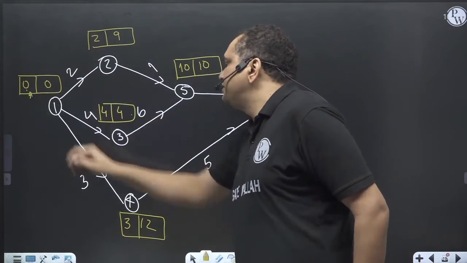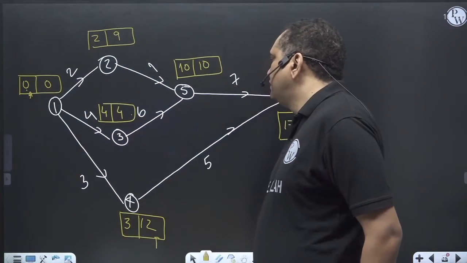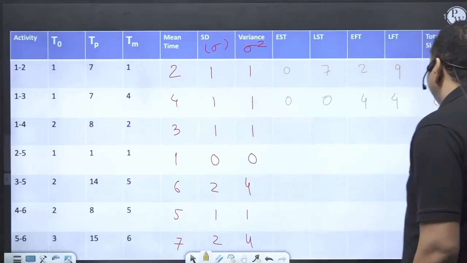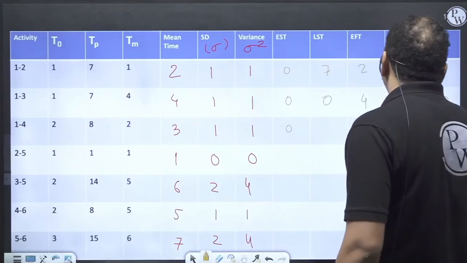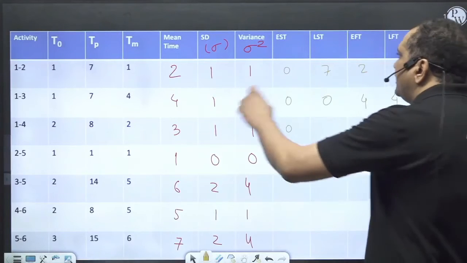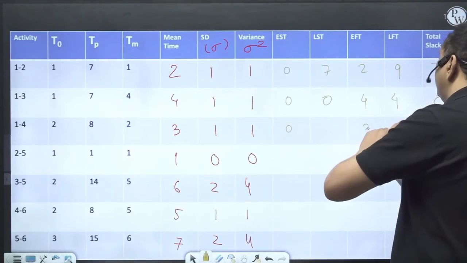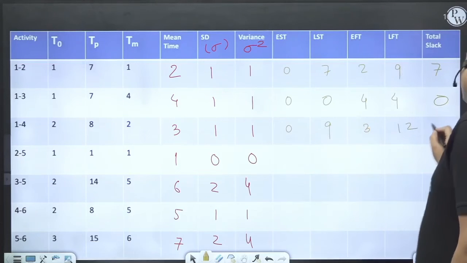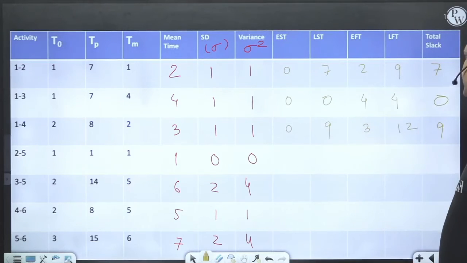Earliest start time is 0. Latest finish time is 12. Mean time is 3. So 0 plus 3 is 3. 12 minus 3 is 9. So total float is 9 here. 9 minus 0. LST minus EST is the total float.